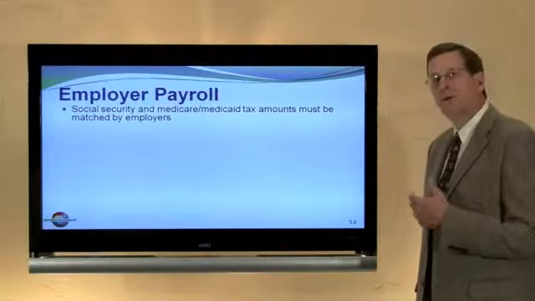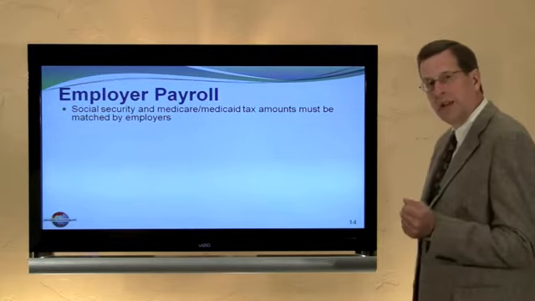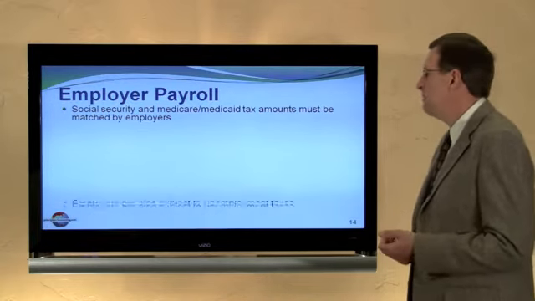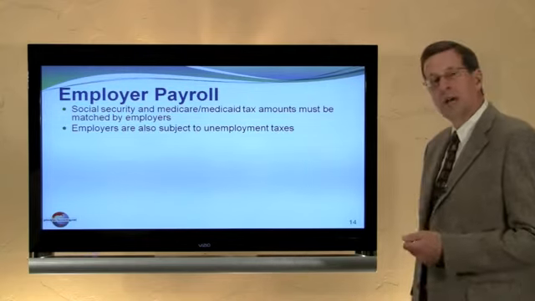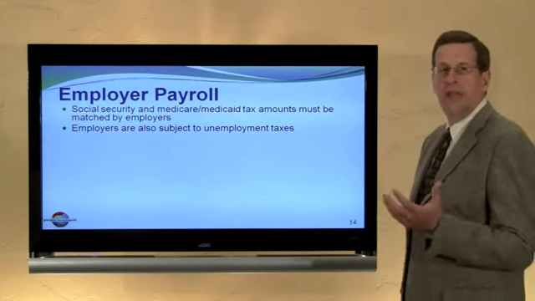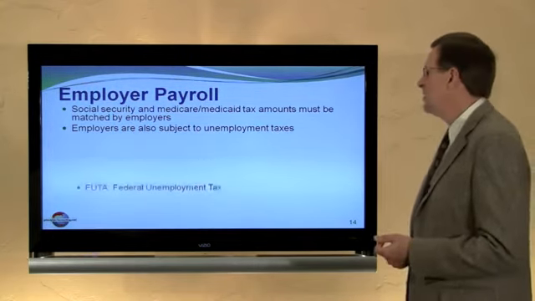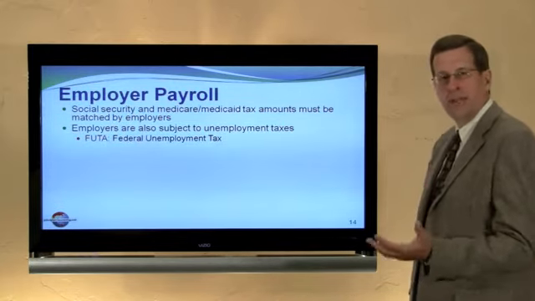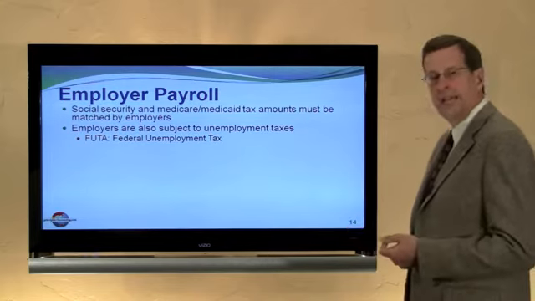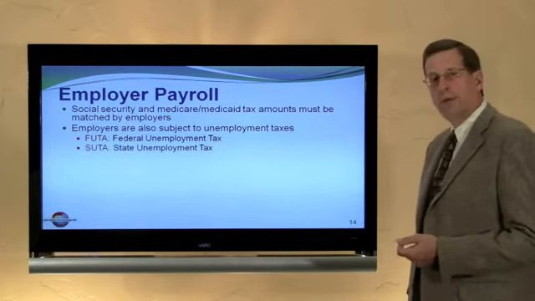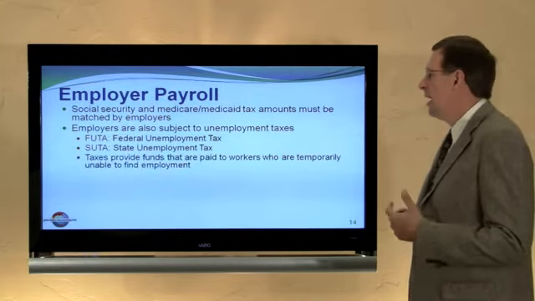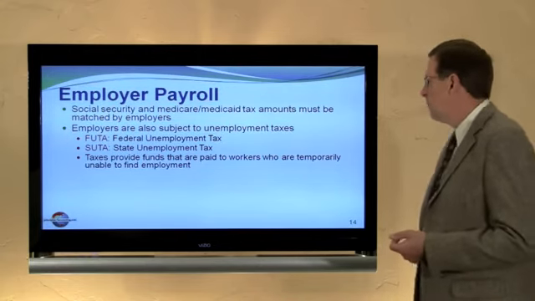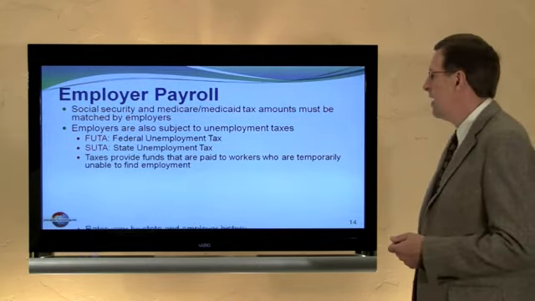Let's turn to the employer's payroll taxes. The Social Security and Medicare taxes I've already mentioned must be matched. Employers are also subject to unemployment taxes that the employee never sees. The federal unemployment tax is usually a fairly nominal rate. The federal government has fairly well delegated this to the states. The state unemployment tax can be a higher rate. These taxes provide benefits to unemployed workers who are temporarily unable to find employment.